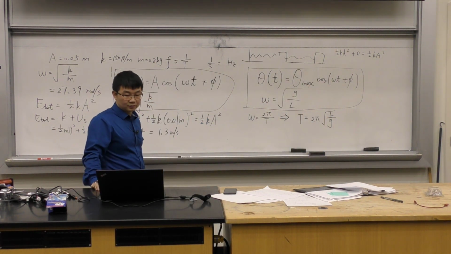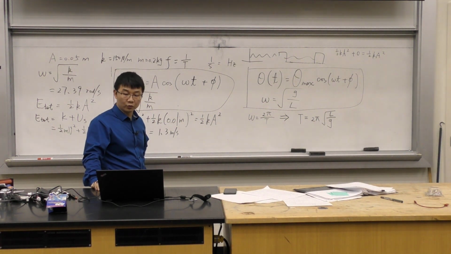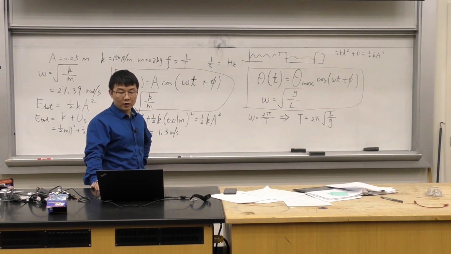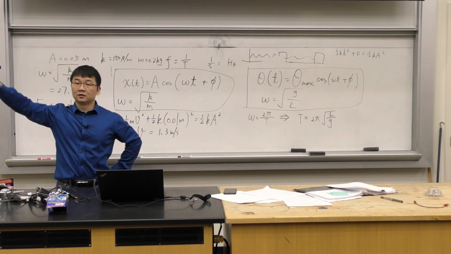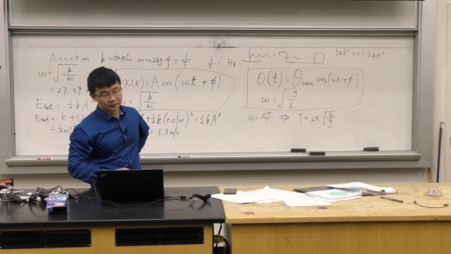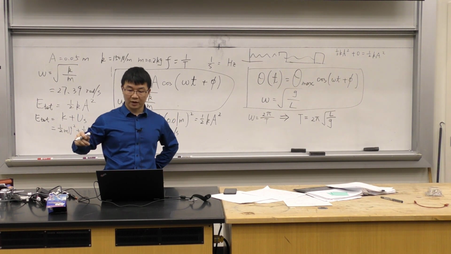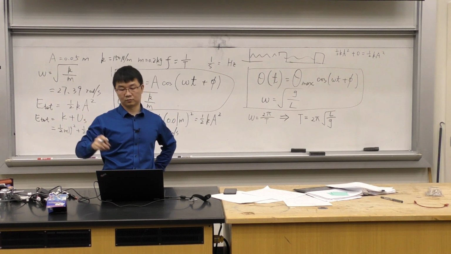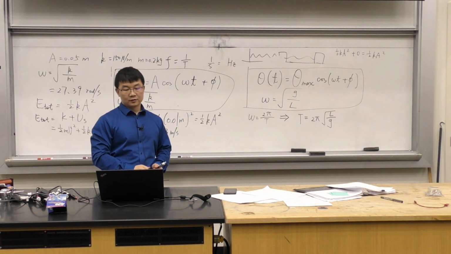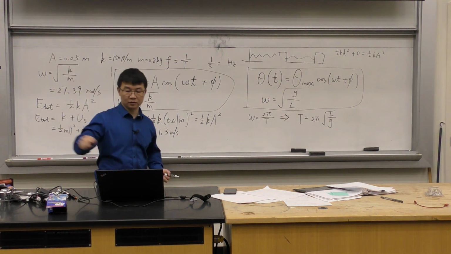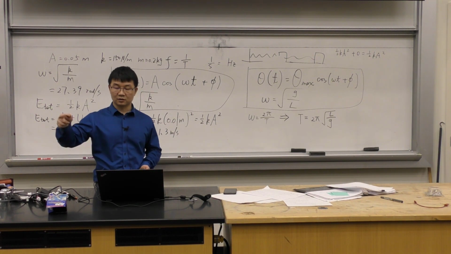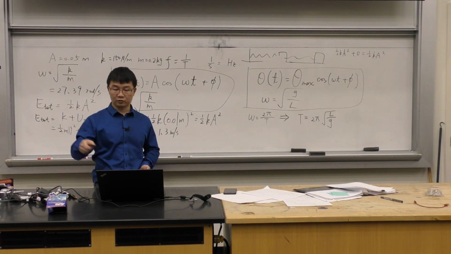Again, the period depends only on the length. It doesn't depend on how far away you pull the pendulum. That's also very interesting. Well, that's only when the amplitude is very small. If you pull it really far away, this is not going to be true. So this is only true when you pull the pendulum to a very small angle. This is actually a very useful conclusion because the period of a pendulum doesn't really depend on the amplitude as long as the angle is small.